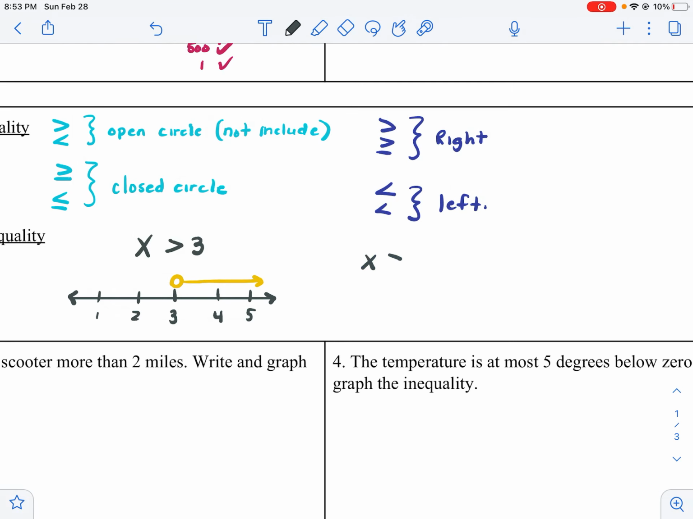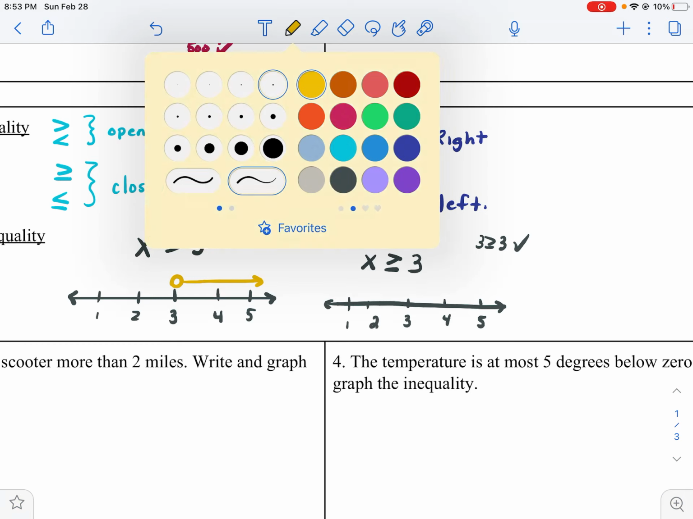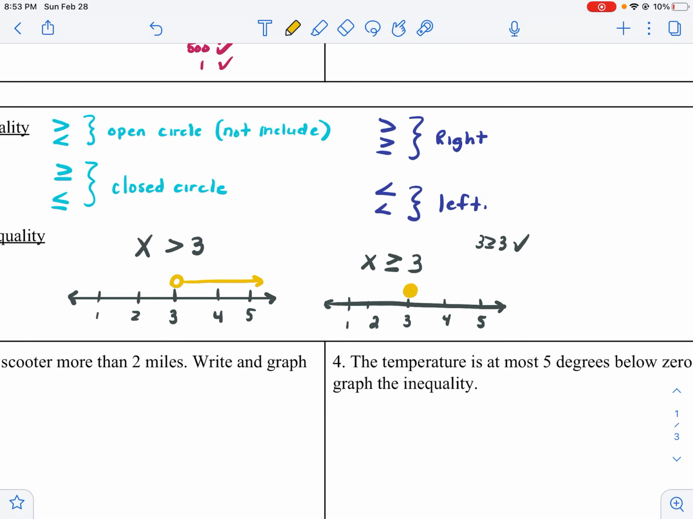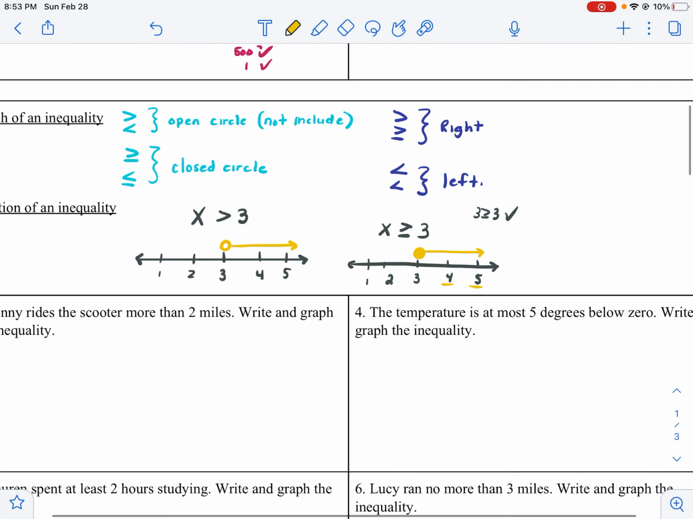If I had x is greater than or equal to 3, the only difference here would be that it includes the 3 as well, because 3 is greater than or equal to 3, and that is yes. Hold on, I just wrote the wrong number. 2, 1. So we would have a closed circle on 3, and since it's greater than, this side is greater than. 4 is greater than, 5 is greater than. So that is the way to go.